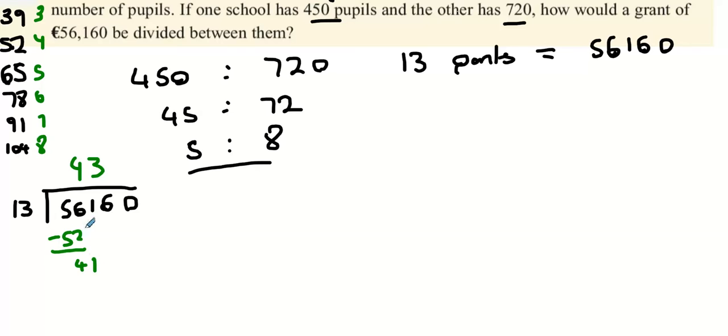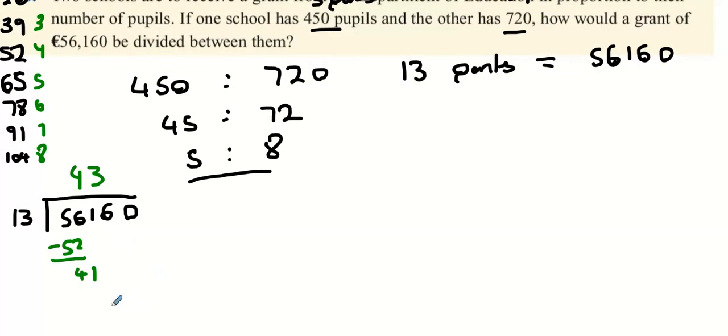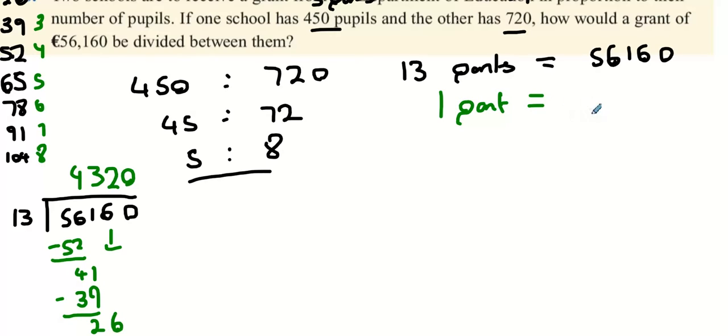So what do we have? We have 41. 13 into 41 goes 3 times, which is 39. Take away that and we get 2. Bring down the 6. 13 into 26 goes twice. So essentially we find out that 1 part is equal to 4,320. Now we have to find out what 5 parts are.